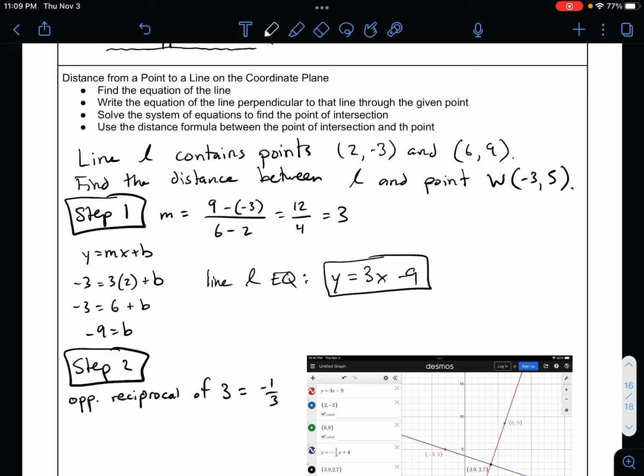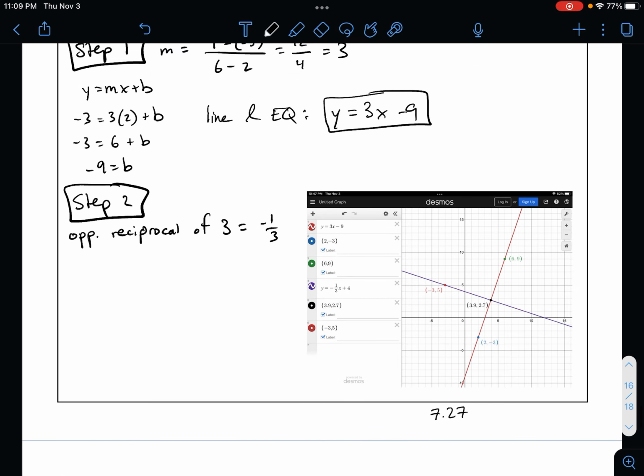So I know that the slope of this new perpendicular line has to be -1/3, and it is going through this new point, right, (-3, 5). It does not have a y-intercept of -9. That -9 is for this other line. This -9 is not for the new perpendicular line that I'm making. I still have to figure that out.